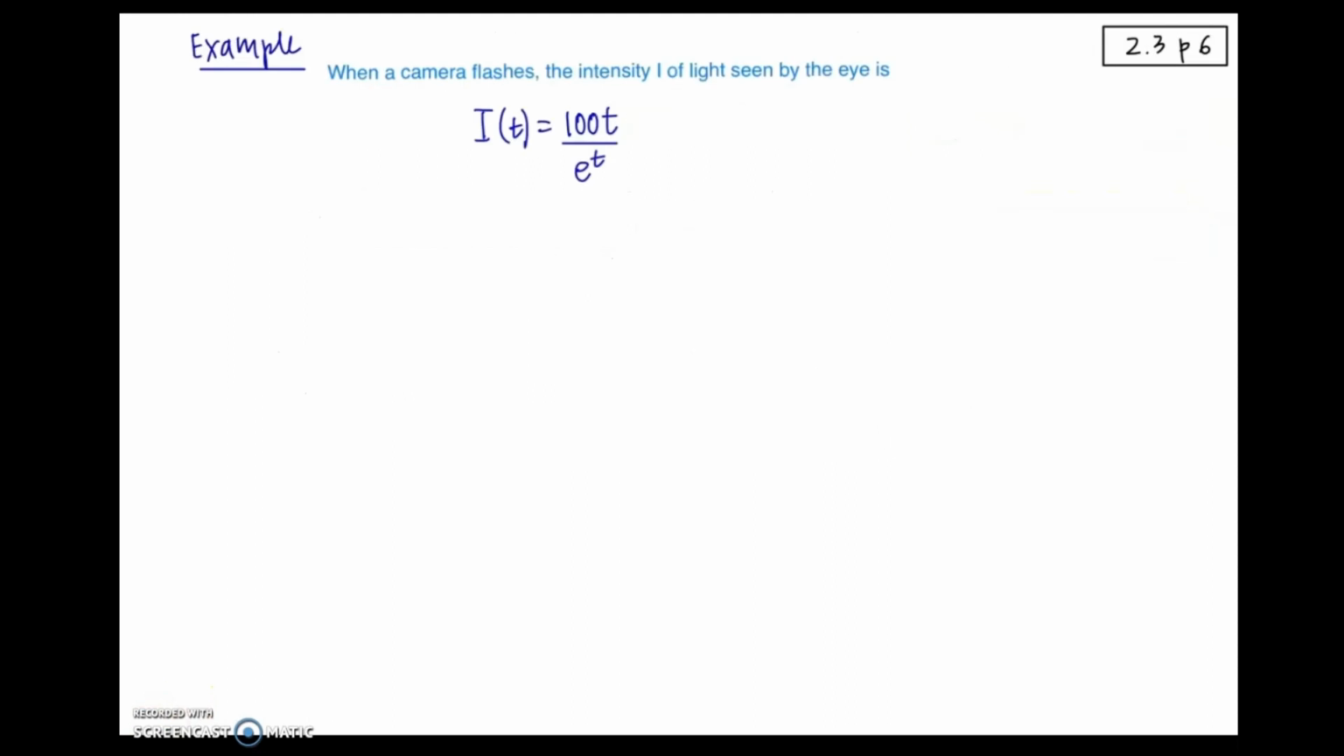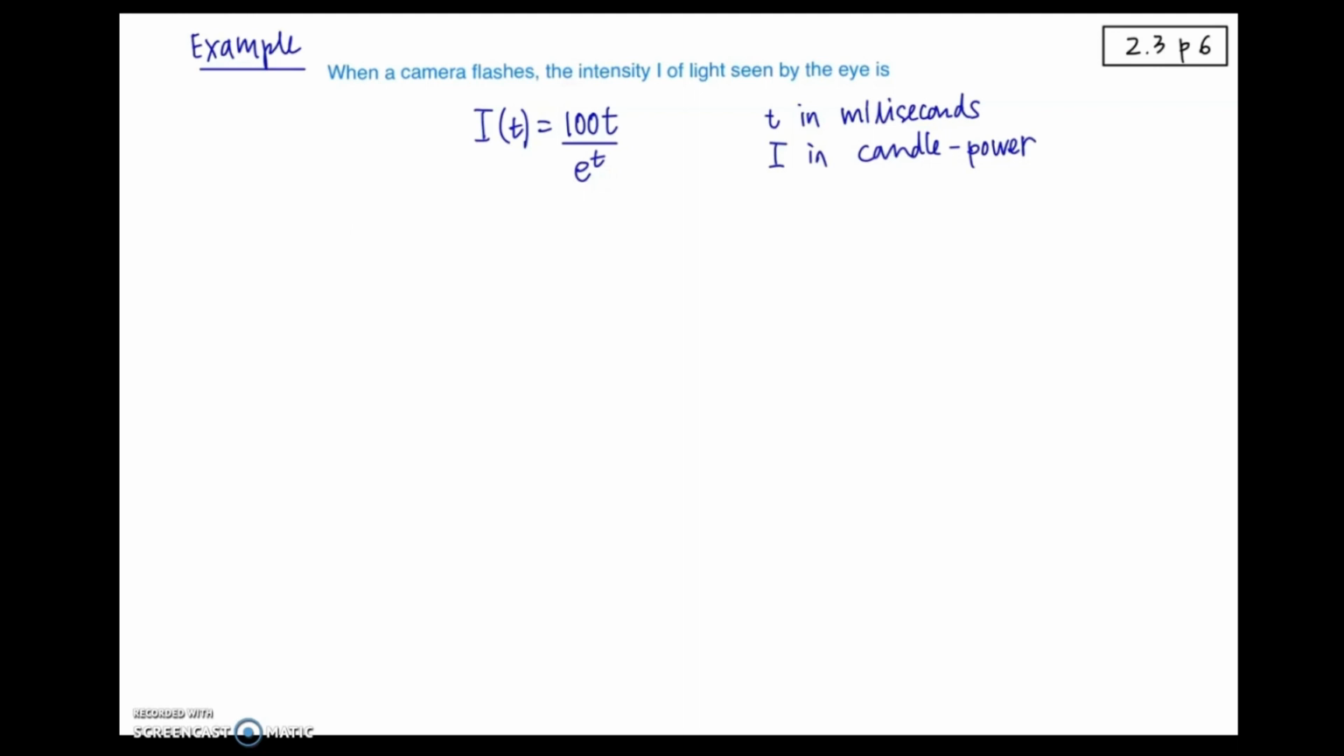Okay, now we're going to look at an application of the quotient rule. When a camera flashes, the intensity I of light seen by the eye is given by this formula. I of t equals 100t over e to the t. And this is where t is in milliseconds. And I is in a unit called candle power. So this is how intensity is measured in this example.